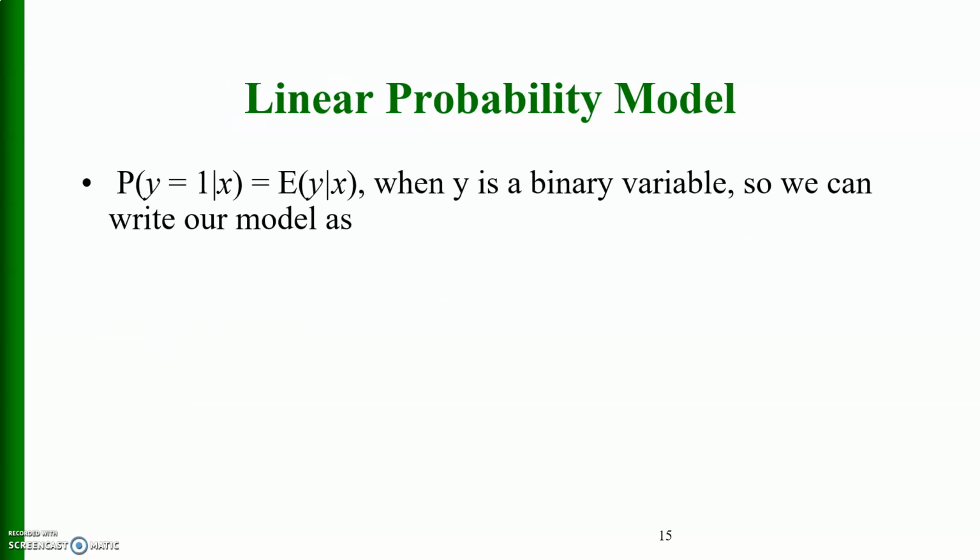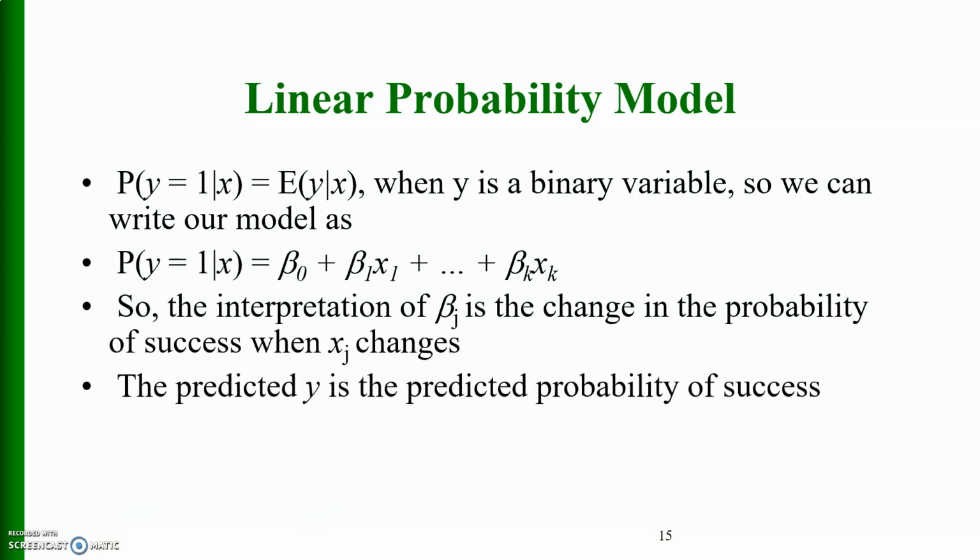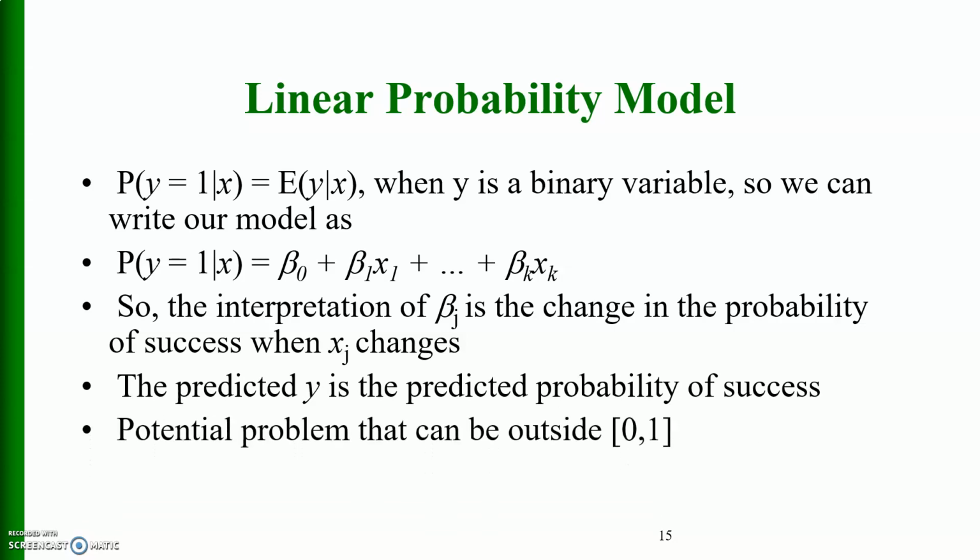Let me also talk about the linear probability model. Let us suppose we have the probability of y equal to 1 given x, and that is equal to the expected value of y given x when y is a binary dummy variable. So we can write our model as this. The interpretation of beta j is the change in the probability of success when xj changes. The predicted y is the predicted probability of success.